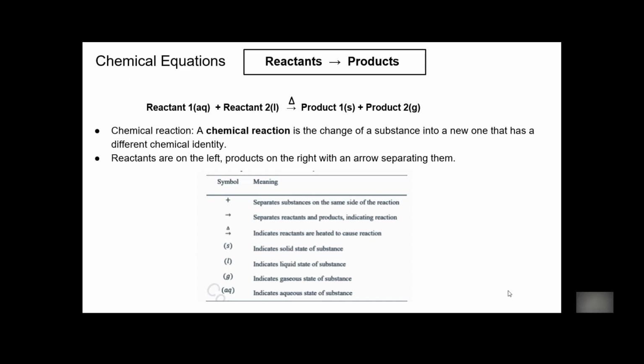So let's understand a chemical equation. Chemical equations always have a reactant side and a product side and an arrow in between. If we have more than one reactant, then we use a plus sign to separate them out. This arrow means that there's a reaction that is proceeding. If there's products on the side, then a chemical reaction has occurred in most cases. And if there's a triangle above, it means that heat was used to cause the reaction.